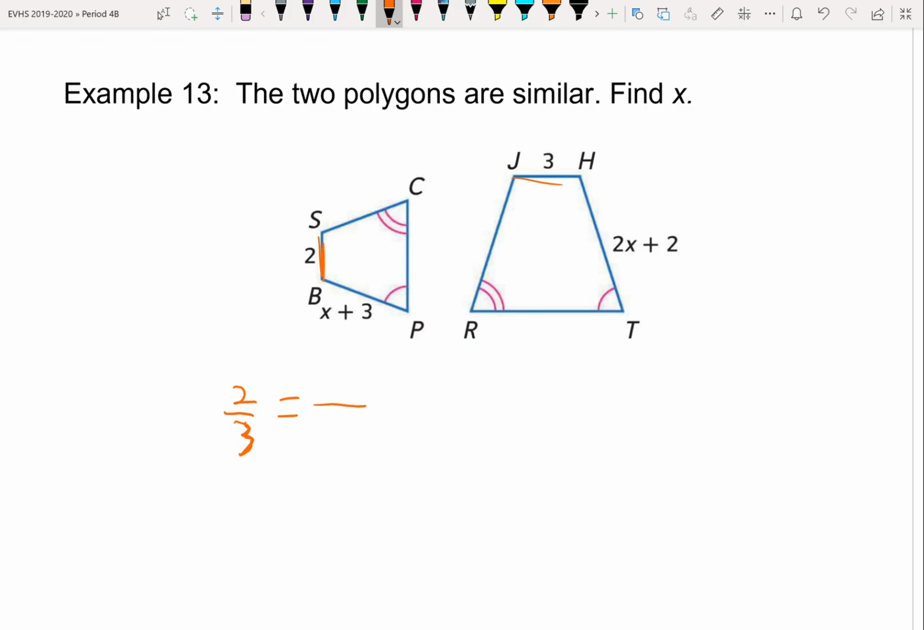what's going to go in the numerator of the second fraction? Well, I'm going to use BP and HT. Which one goes in the numerator? Yes, BP. So x plus 3 over... Now, the scale factor 2/3 does not reduce, so we're good on that.